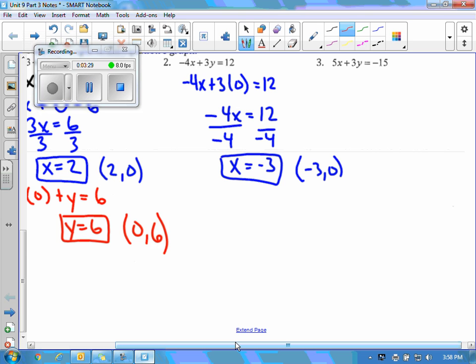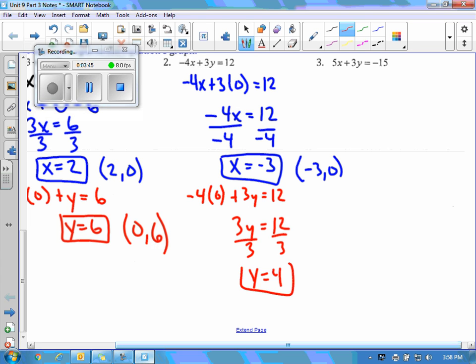To find the y-intercept, I do the opposite. I plug in 0 for x. -4 times 0 is 0, so I have 3y equals 12. Divide by 3 to get y by itself, so I get y equals 4. So that's my y-intercept, which is at the point 0, 4. Alright, number 3, I'll leave for you guys to do on your own.